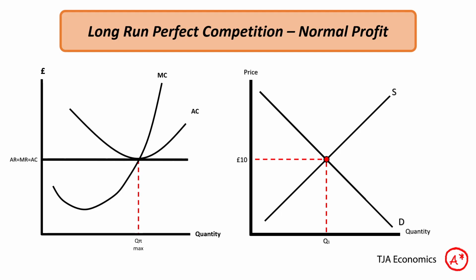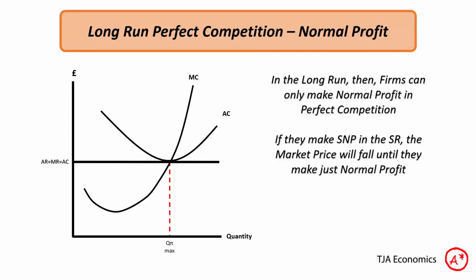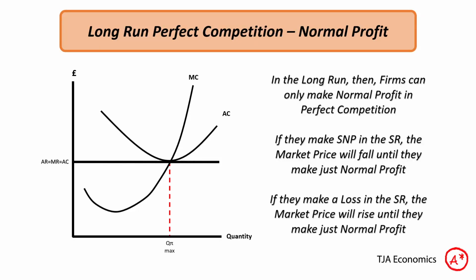And the diagram on the left is a perfect diagram to demonstrate this, because look, at the profit maximizing output of MC equals MR, AC is equal to AR. And so they're making normal profit. In the long run then, firms can only make normal profit in perfect competition. If they make supernormal profit in the short run, the market price will fall until they make just normal profit. And if they make a loss in the short run, the market price will rise until they make normal profit.